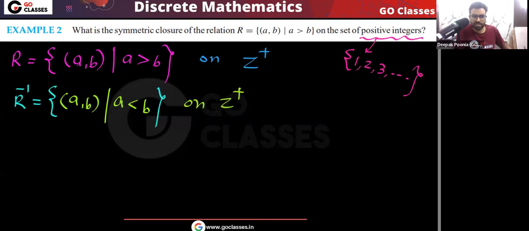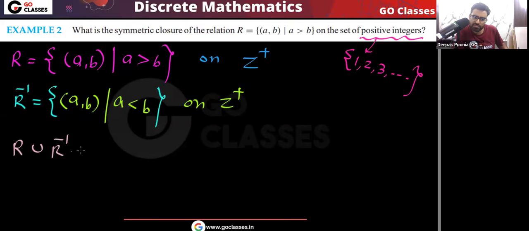See, very simple point. In this relation R, we have ordered pair AB where the first element is greater than the second element, for example 5, 4. Now, if I swap the elements of 5, 4, I will get 4, 5. So now the first element is less than the second element. So if this is the relation R, then the R inverse will be this one. Very simple. Now you tell me what will be R union R inverse.